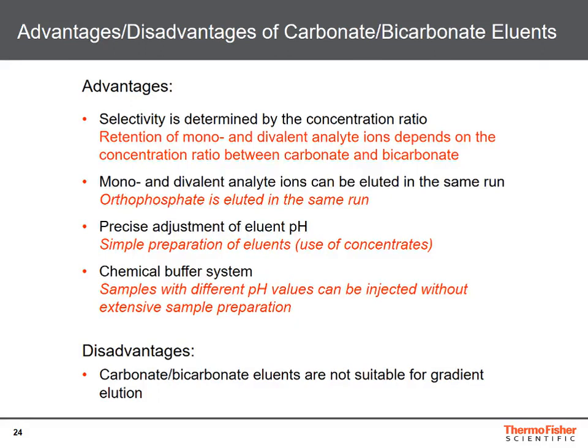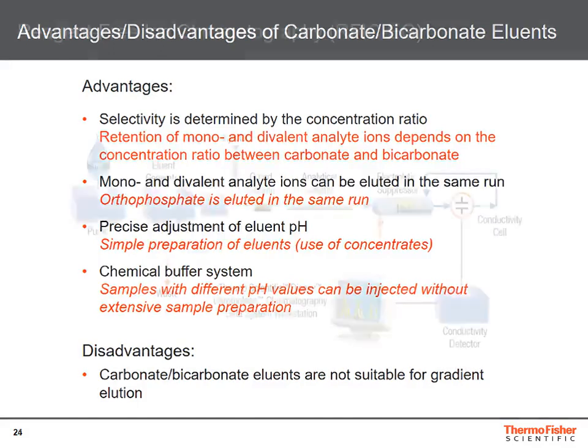The only real disadvantage of a carbonate bicarbonate eluent is we can only use this under isocratic conditions. Those eluents are not suitable for gradient elution for one major reason. The product of suppression is carbonic acid, which has a slight dissociation into bicarbonate. And this means if we are using a concentration gradient, we will generate more and more bicarbonate, leading to a very significant baseline shift during the gradient run.